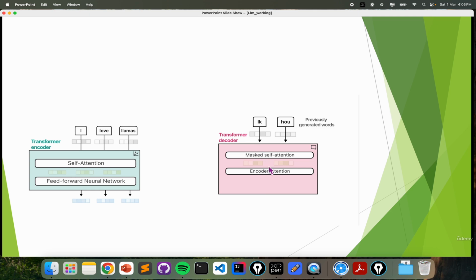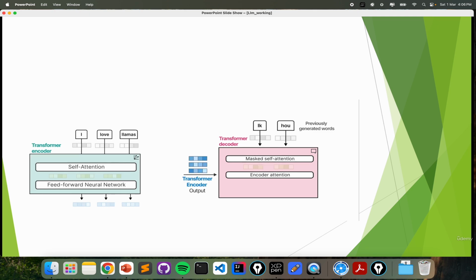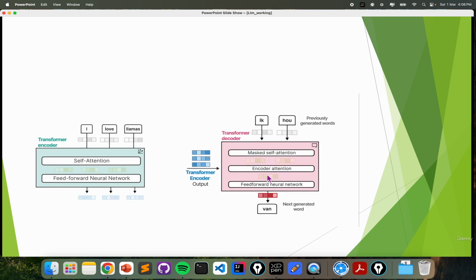It will generate the embedded values, and these get passed to the encoder attention. Then it will take the encoder output. This is the decoder part of the transformer I'm talking about. First is masked self attention, then encoder attention. This is not self attention, it is encoder attention. Then this value gets passed to the neural networks, and it will generate the output, the next word. It has generated up to here, and it will use these words.